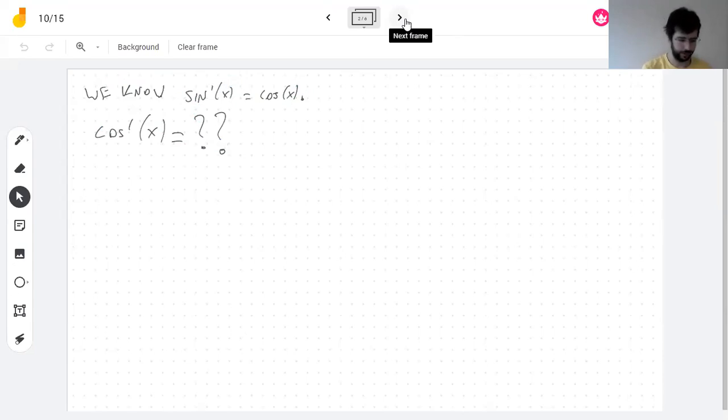But I think the most reasonable one is to draw a triangle. A triangle with hypotenuse one, and stare at it for a little bit. And remember that the opposite over the hypotenuse is the sine, and the adjacent over the hypotenuse is the cosine, and the opposite over the adjacent is the tangent. This is a right angle.